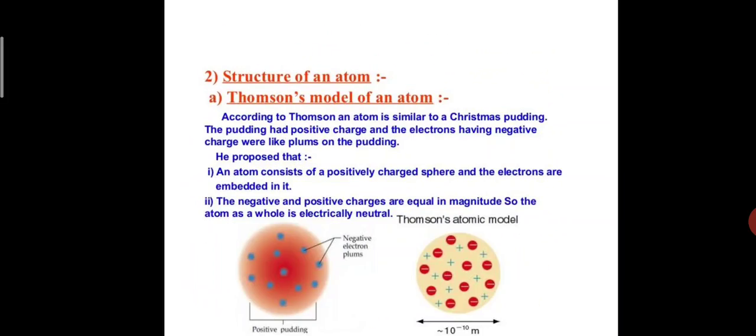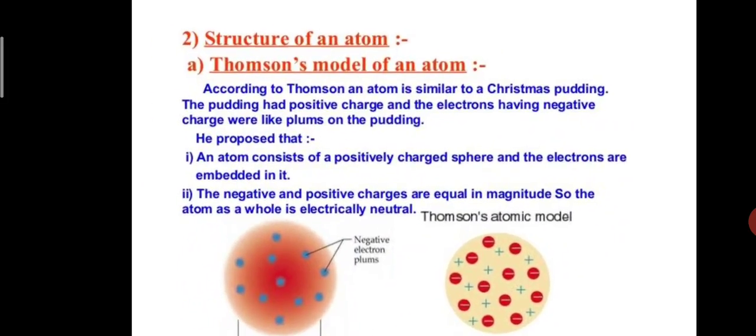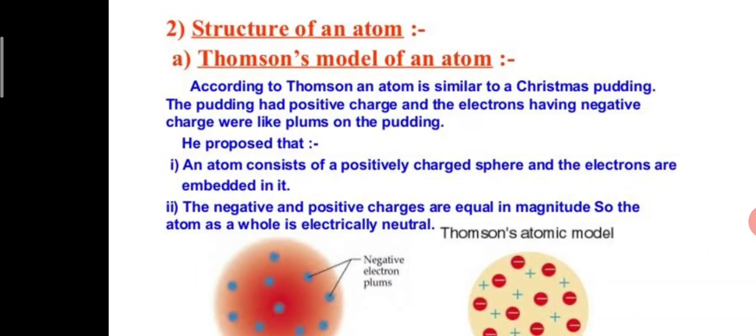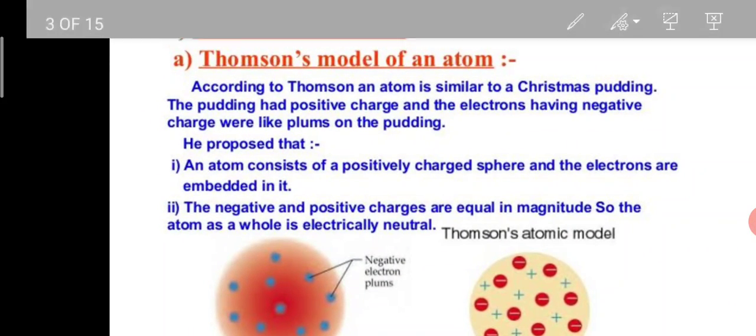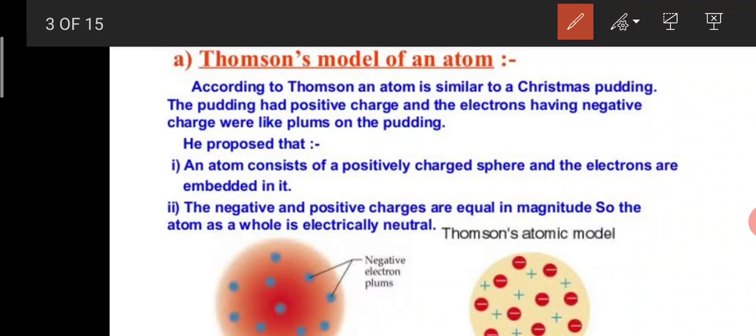Now in this video we will discuss the structure of the atom. The first model of the atom is the Thomson model. Students, an atom is electrically neutral. It contains positive charge due to the presence of the protons as well as negative charge due to the presence of the electrons.